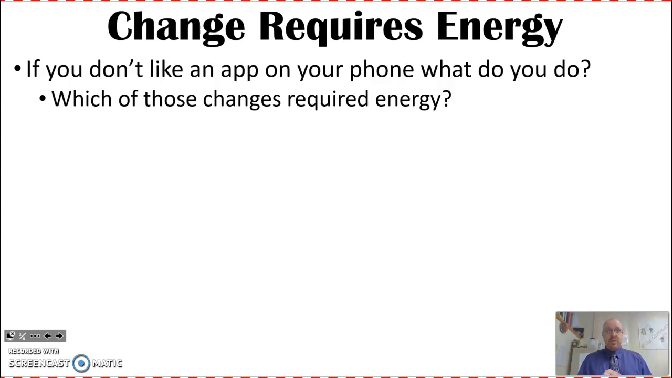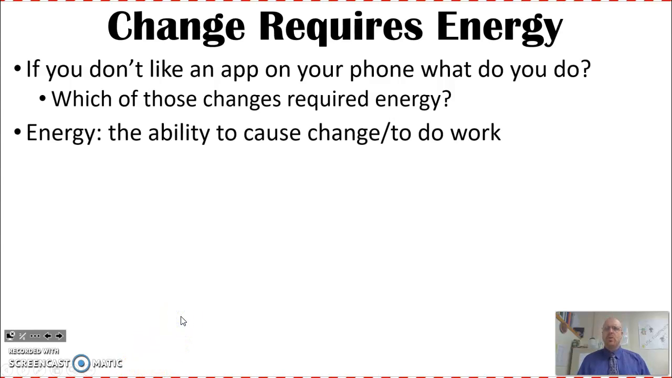It was moving some stuff digitally and deleting it and removing it from the file, which is why your battery would run down after a period of time. So all those types of changes require energy. What is energy? Energy is the ability to cause change or to do work. So whenever we do any of those things, energy is required to make that happen.